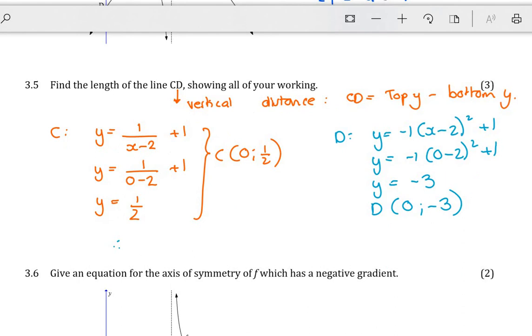So therefore, CD is fairly easy. Top y is a half, minus bottom y is negative 3. So careful, it's minus negative 3. If I use my calculator, that gives me 3.5, or 7 over 2, all the same thing. Perfect. So that was practicing our vertical distance question again. Right, on to the next one.